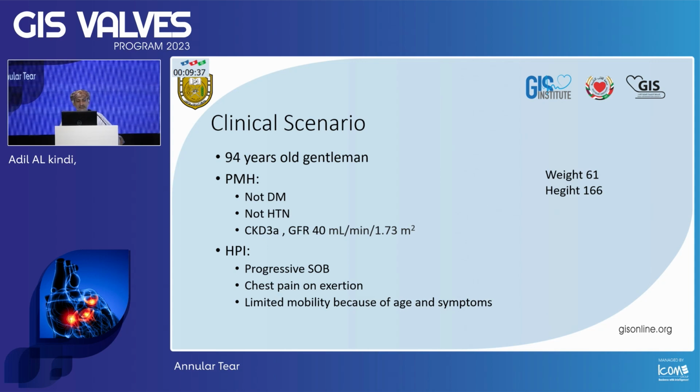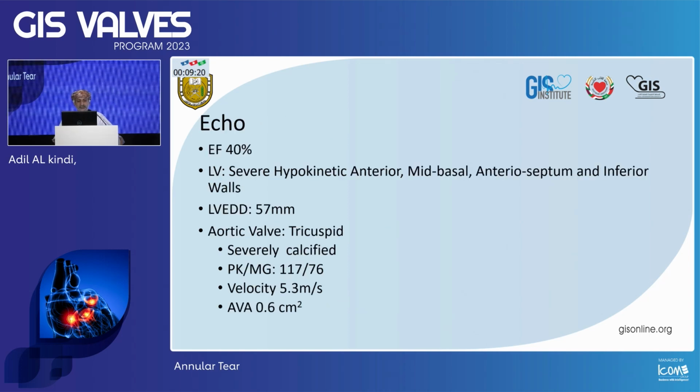He had CKD with a GFR of 40, was doing well, but recently before presentation was having progressive shortness of breath, chest pain on exertion, and because of this and his age, he was having limited mobility. He was referred from another cardiac center down south.